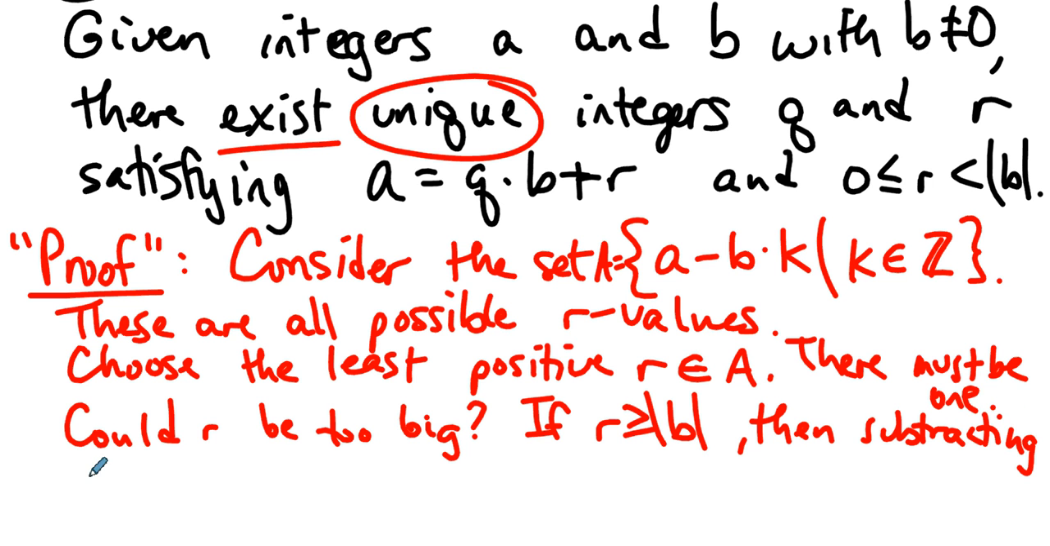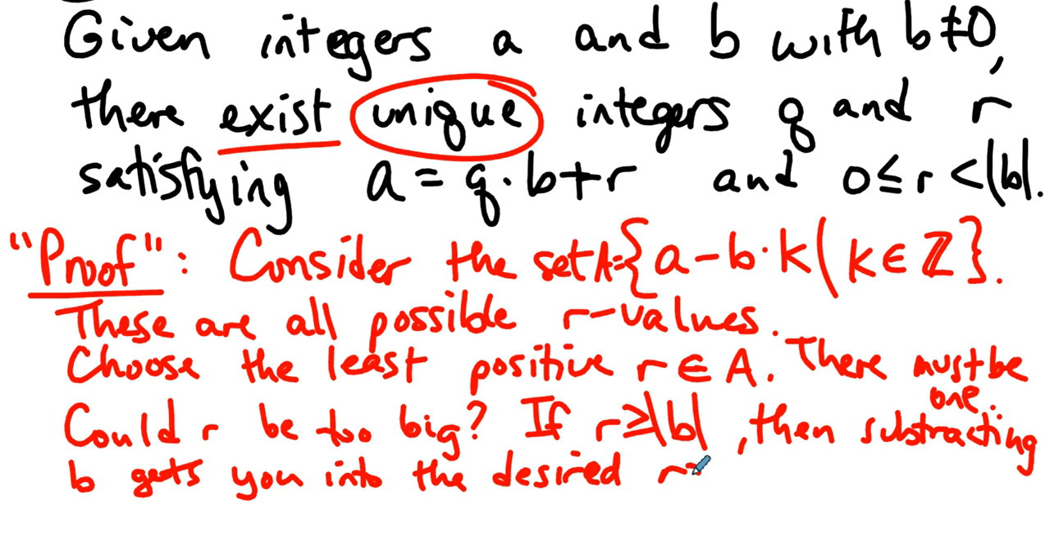then subtracting b gets you into the desired range after some number of subtractions. And if that happens, then it shows you that the r that you picked wasn't the least positive one anyway, right? Because if r doesn't fall in this range, and subtracting b puts you in this range, then the r you picked was not the least positive r in A anyway.